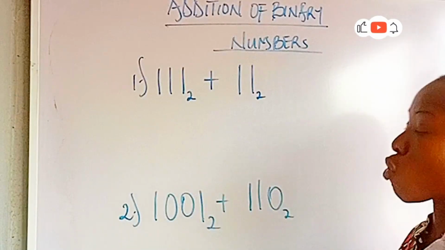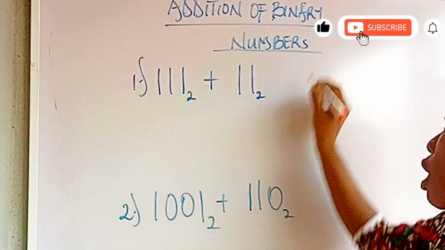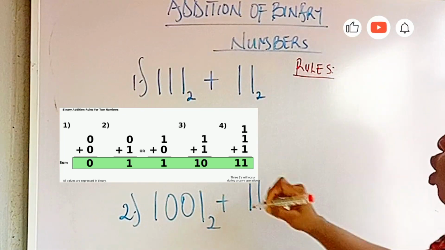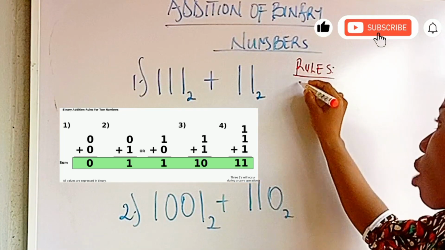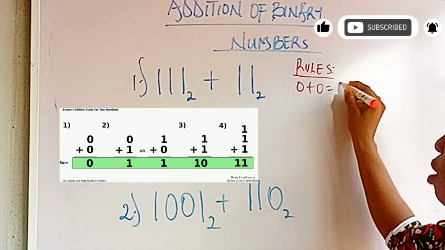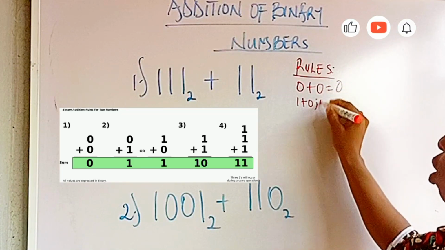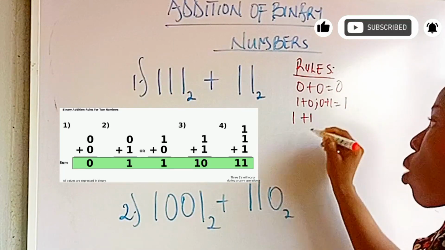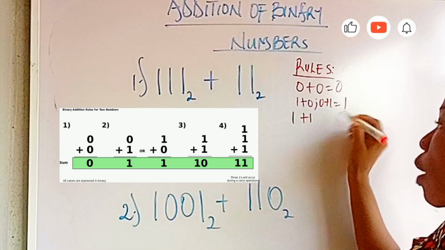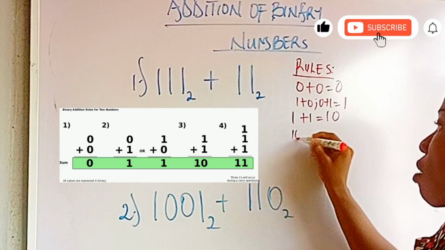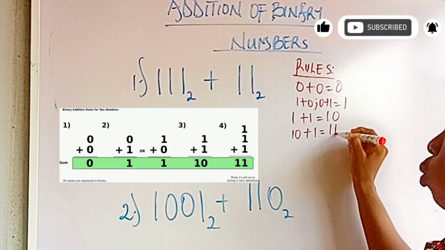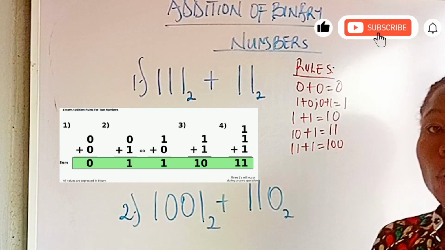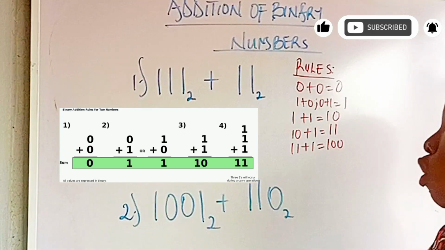Now, before we solve this, let's quickly look at the rules in the addition of binary numbers. When you are adding binary numbers, understand that 0 plus 0 is 0, 1 plus 0 or 0 plus 1 is 1. Understand that 1 plus 1 in binary is not 2 but 10. 10 plus 1 is 11, and 11 plus 1 is 100. Those are the rules that govern addition of binary numbers.